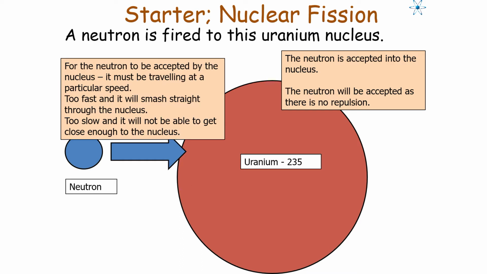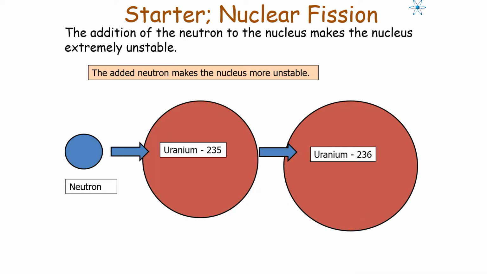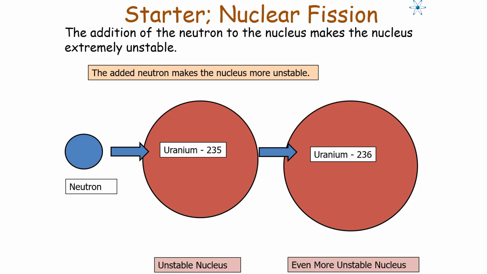For the neutron to be accepted by the nucleus, it must be traveling at a particular speed. Too fast, and it would smash straight through the nucleus. Too slow, and it won't be able to get close enough to the nucleus. So it's got to be going at just the right speed. But the addition of the neutron makes the nucleus extremely unstable. The added neutron increases that instability, so we've got an even more unstable uranium-236 nucleus.